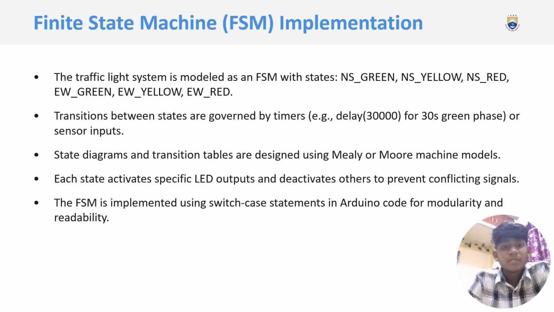Finite state machine implementation. The traffic light system is modeled as an FSM with states NS green, NS yellow, NS red, EW green, EW yellow, EW red. Transitions between states are governed by timers, delay 30000 for a 30 second green phase, or sensor inputs.